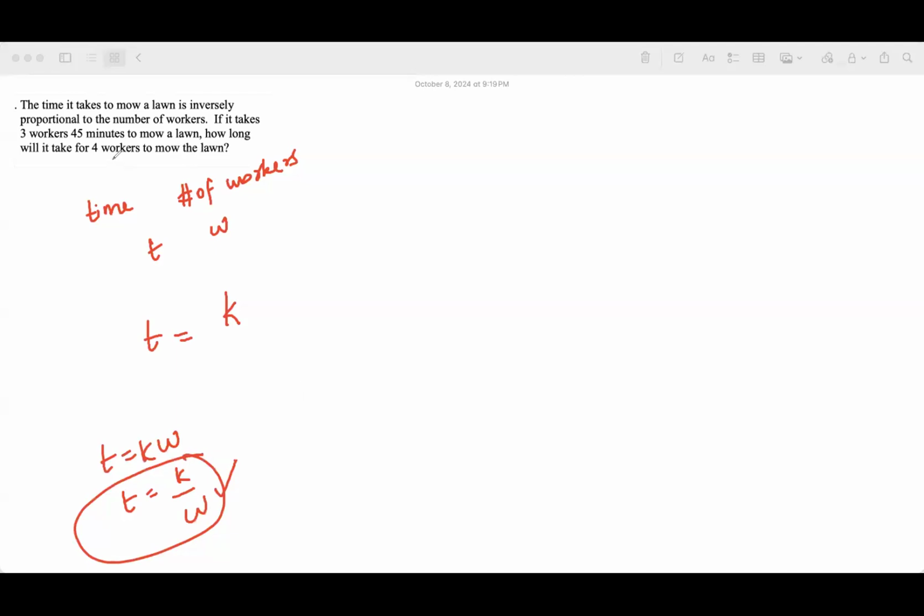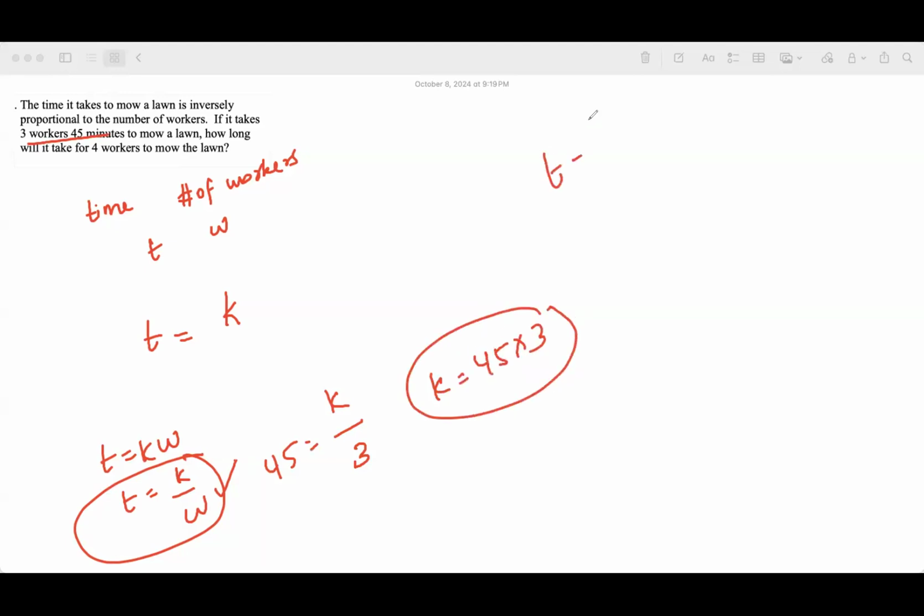Now, if it takes 3 workers, number of workers is 3. Let me consider the first one. 3 workers, 45 minutes, right? 3 workers, 45 minutes. Okay, so K value is what? 45 times 3. We got it. Now, I use the same formula again, but this time they're giving me 4 workers. K value is 45 times 3, remember? And now, what is the T value they're asking? T will be equal to 45 times 3 divided by 4, which is approximately 33.75.